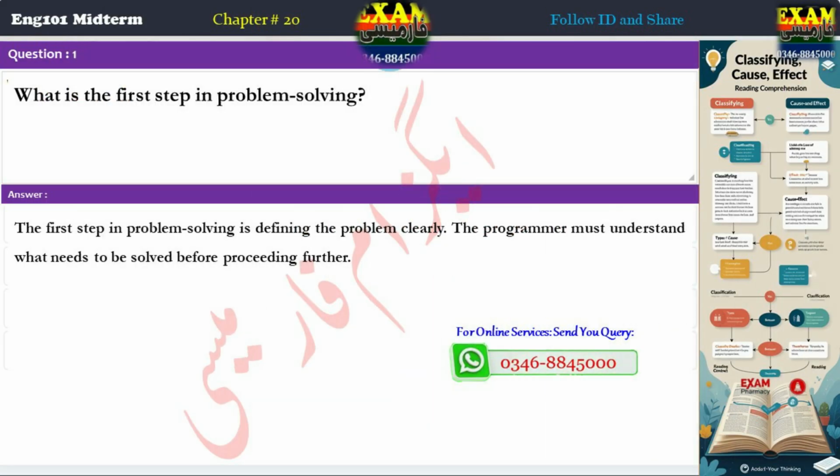Question 1. What is the first step in problem solving? Answer. The first step in problem solving is defining the problem clearly. The programmer must understand what needs to be solved before proceeding further.